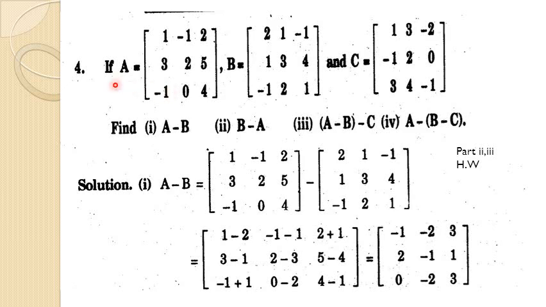Okay, question number 4. Now you can see that there are 3 matrices, parts 1, 2, 3, 4. In every part you only have to do subtraction. You know that 1 is subtracted from 2, minus 1 from 1, 2 from minus 1. Now you can see 1, -2, -1, -1, 2, +1, 3, 3, -1, 2, -3. This is the thing and you can get the answer. So part 2 and part 3 are the homework. Only subtraction you have to do. Leave part 4 because it is the same as part 3.